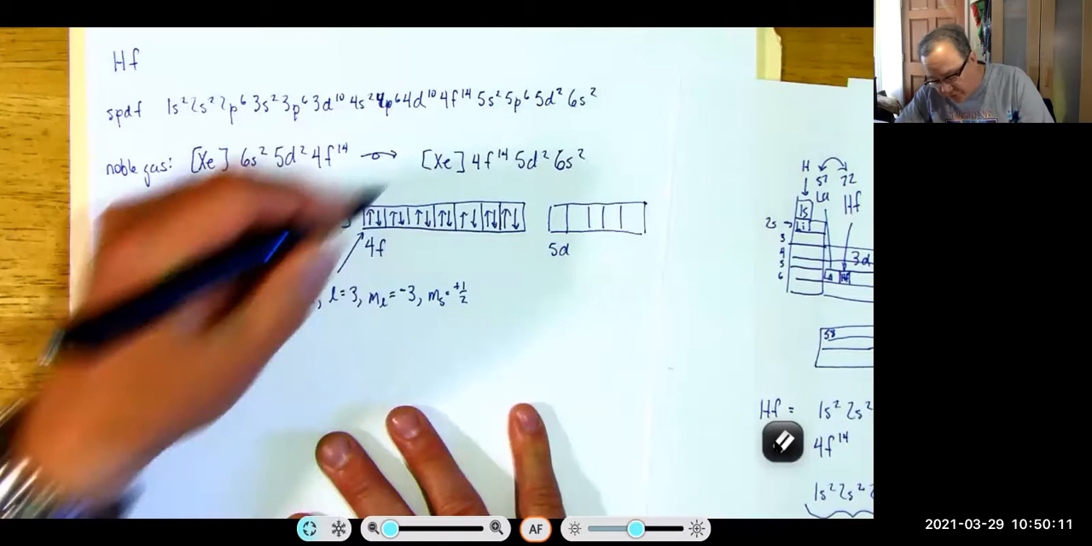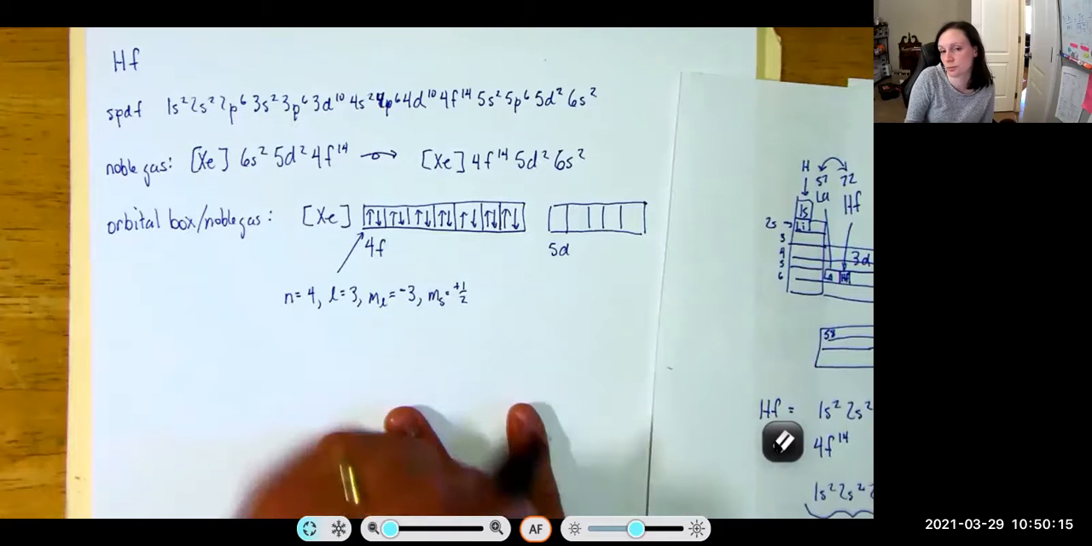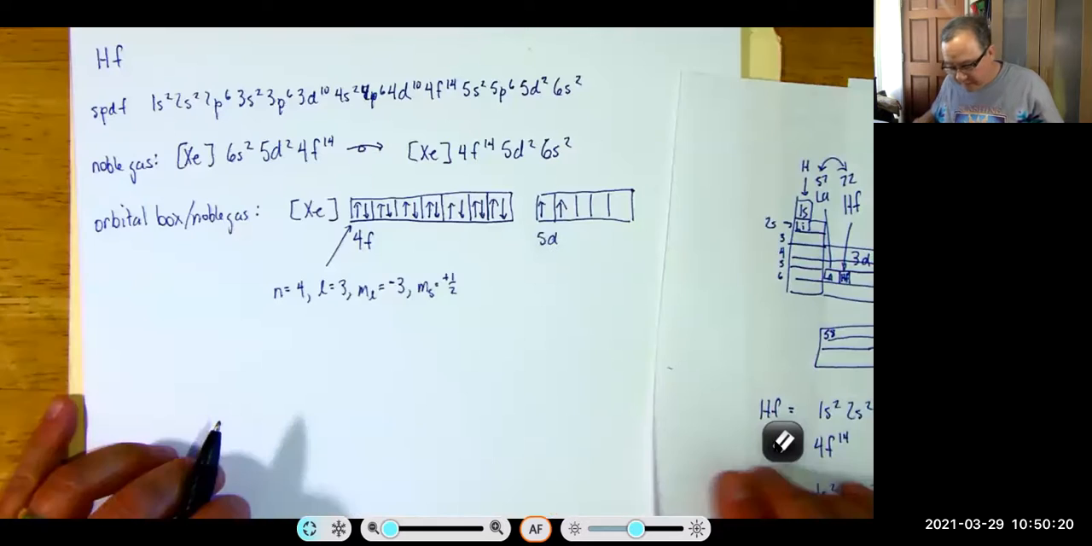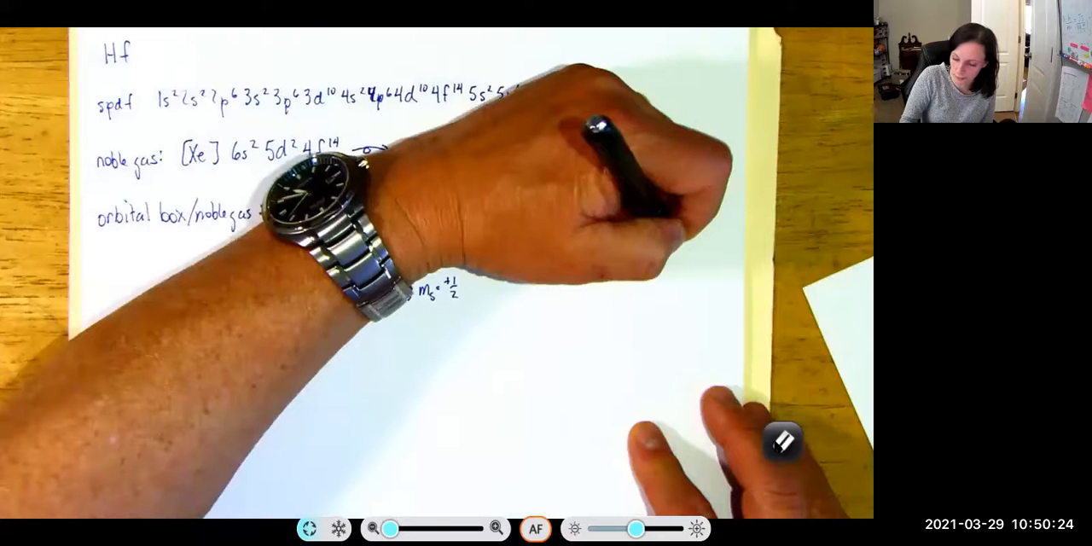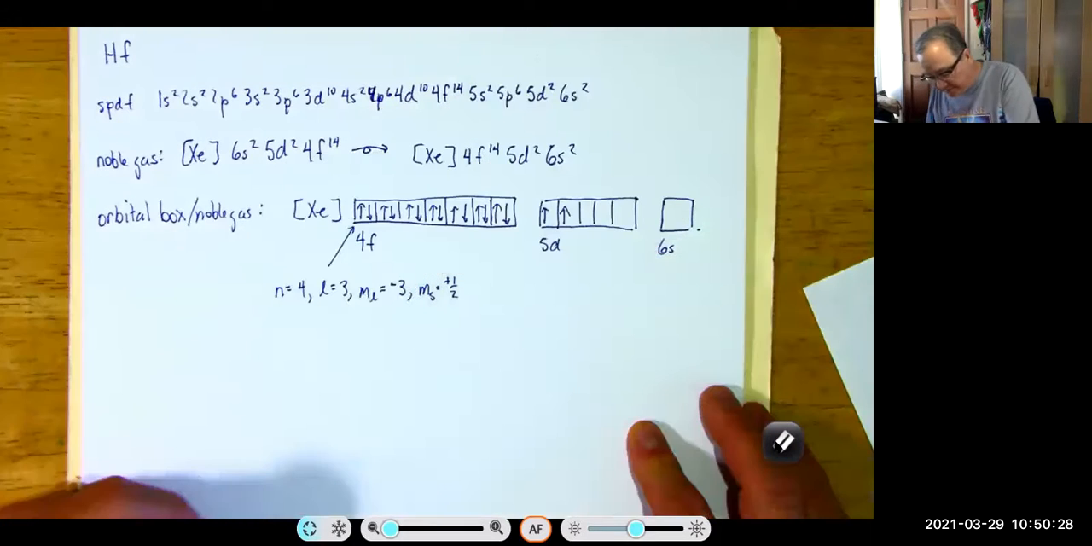So how many electrons do we put in here? Just 2. And they both go in different boxes, spin up. Yeah. How many boxes for a 6s? 1, because it's an s. And 1 up, 1 down. Yeah.